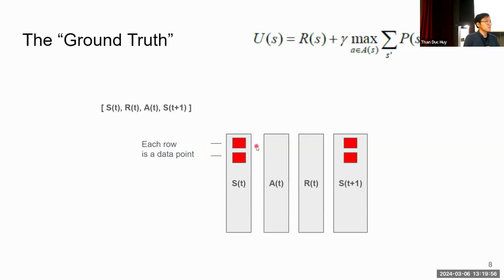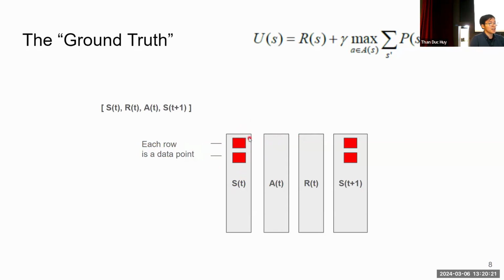So what does this visualization mean? If the state has 4 elements, then the first row will have 4 columns. One red box here just signifies one entry point. Each row is a data point. There's one entry point. I hope you can catch this.